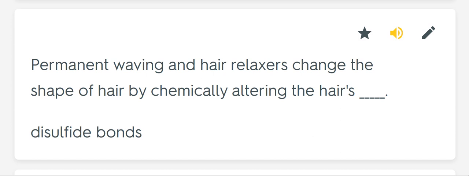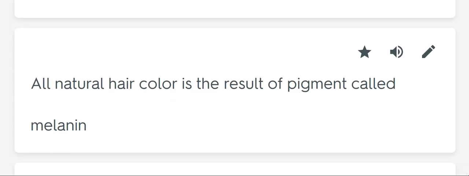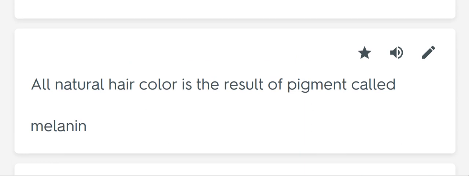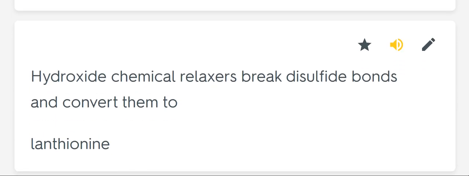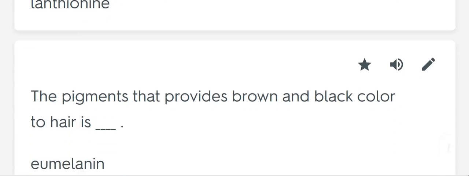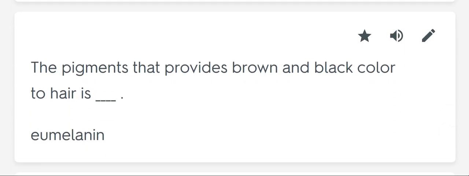Permanent waving and hair relaxers change the shape of hair by chemically altering the hair's disulfide bonds. All natural hair color is the result of a pigment called melanin. Hydroxide chemical relaxers break disulfide bonds and convert them to lanthionine. The pigment that provides brown and black color to hair is eumelanin.